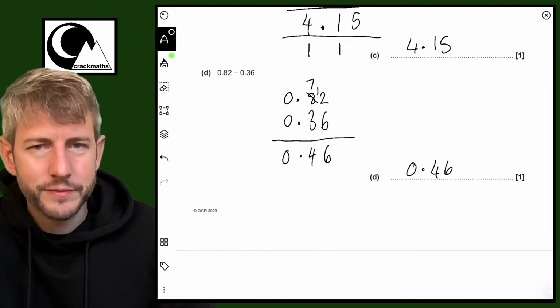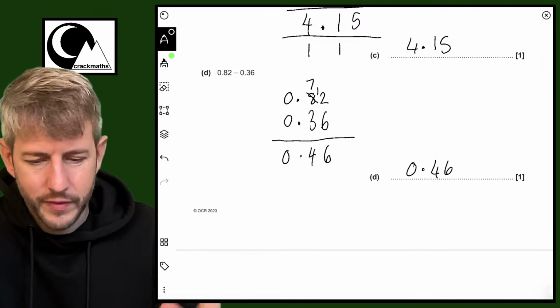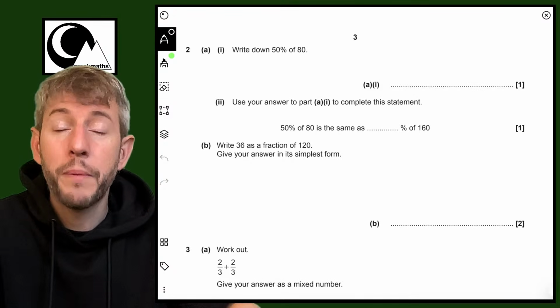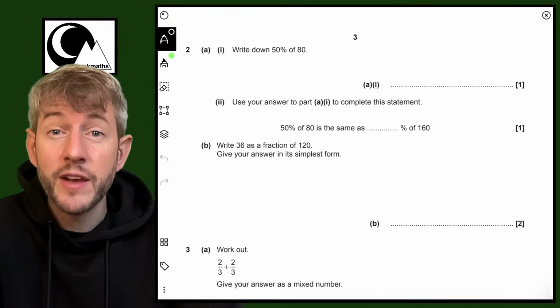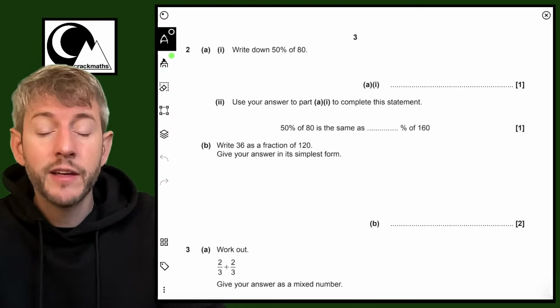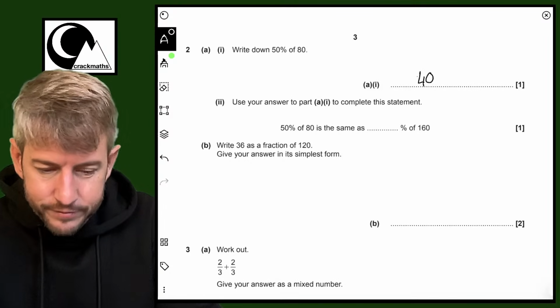So here we go. Right. Question 2A, part 1. Write down 50% of 80. Well, 50% means half, so we're looking for half of 80. Half of 80 is 40.